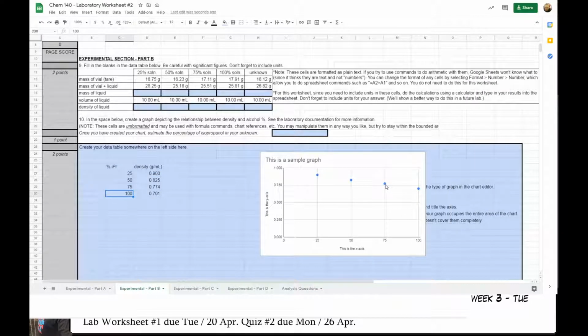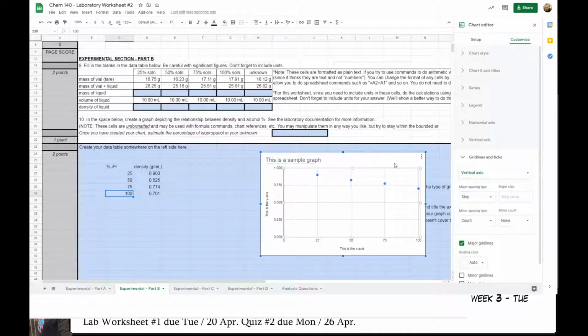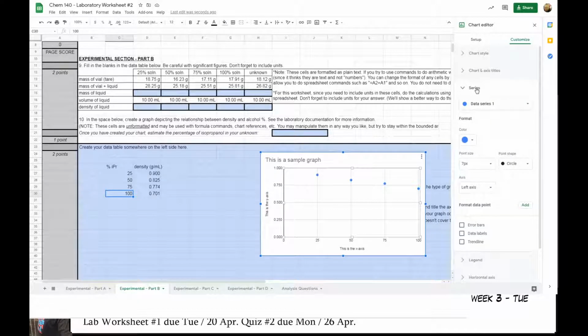Now that I've done that, I accidentally clicked this away. Can I double click and get it back? There it is. Okay. So the next thing that you want to do is go to series, and go down here where it says trend line. What this is going to do is take your data and put the best line it can through your data. And so now that's shown on the graph. So here's your trend line. You can see it there.